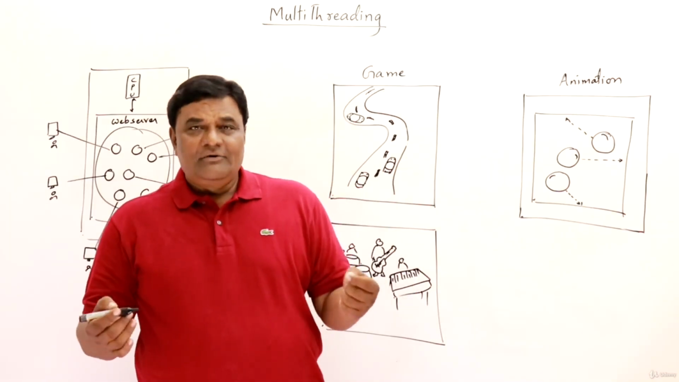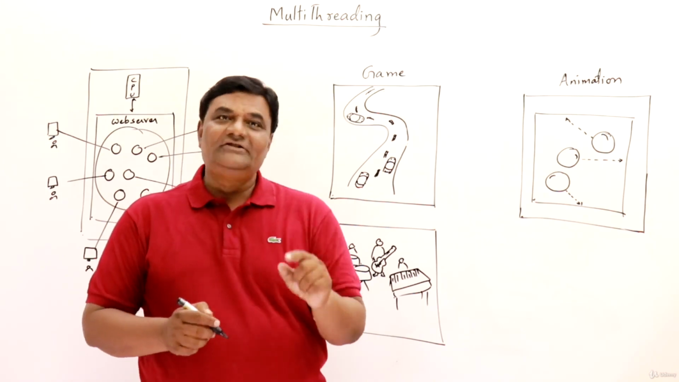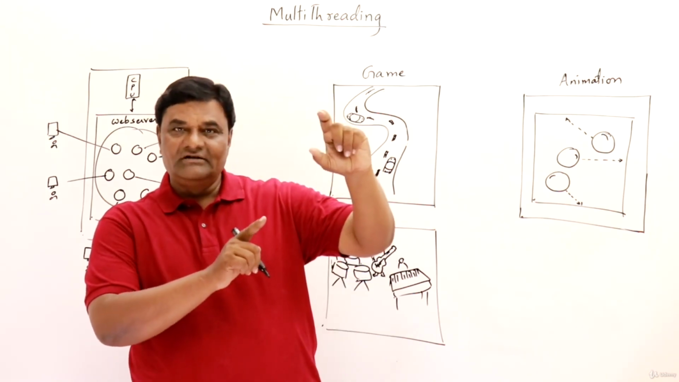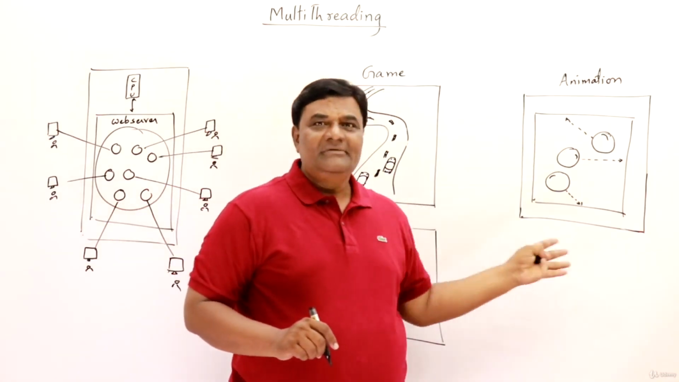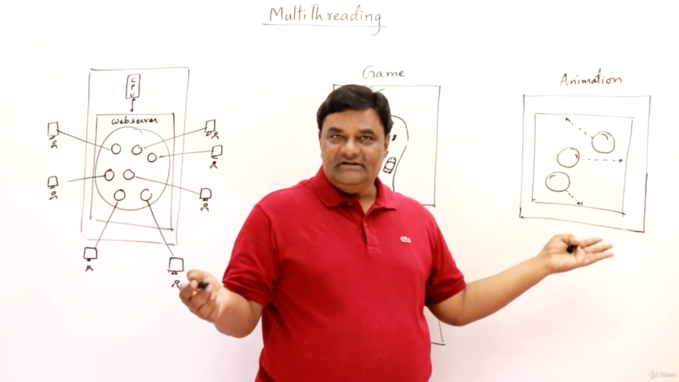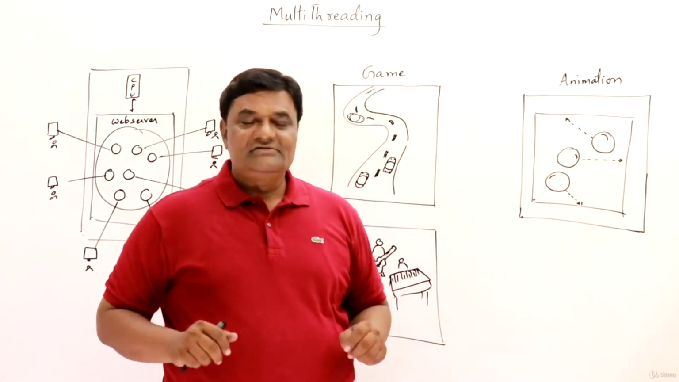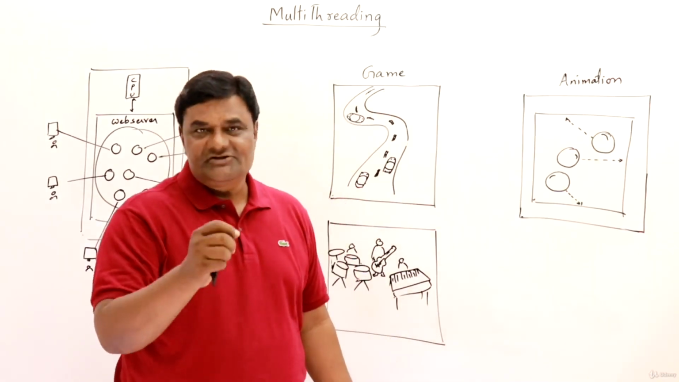Now, three different balls are moving independently. So for each ball you can have a thread, one thread for one ball. That thread will be controlling the ball, and all are moving simultaneously. It seems as if they are running together, bouncing together, but they are controlled by their own thread. So here multi-threading is useful. Most commonly it is used in animations.